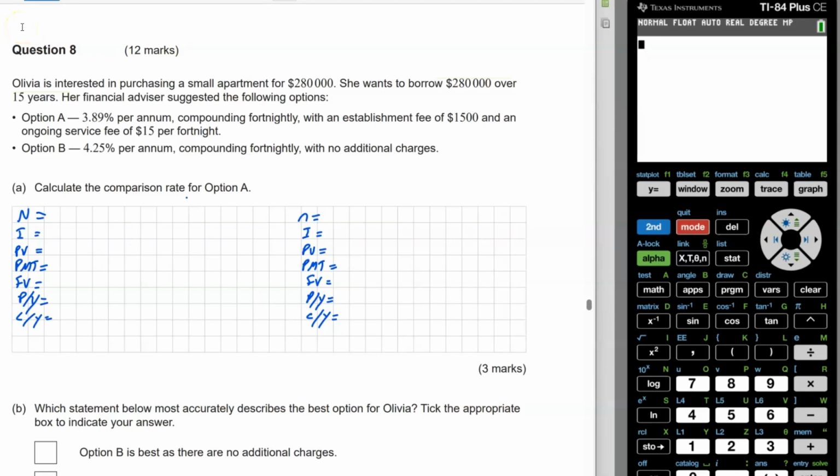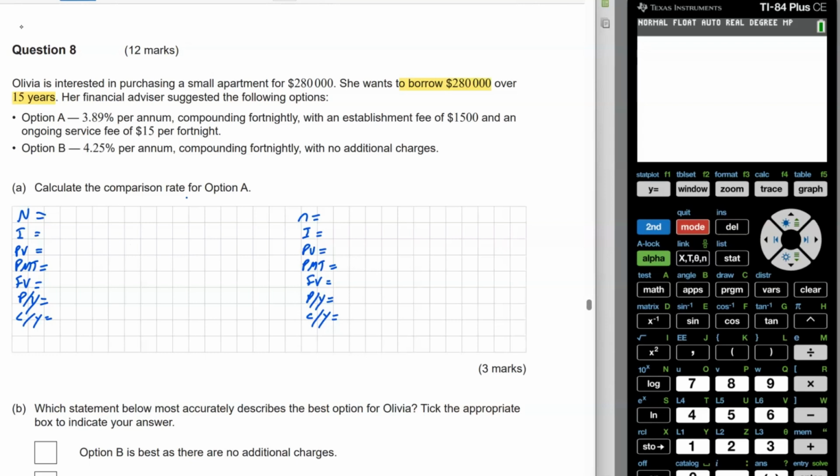So for question 8, we've got another finance question. This time we're taking out a loan for a small apartment. So Olivia's borrowing $280,000 and it's going to be for 15 years. Now there's a couple of different options available to her. And in part A, we want to know what's the comparison rate for option A.